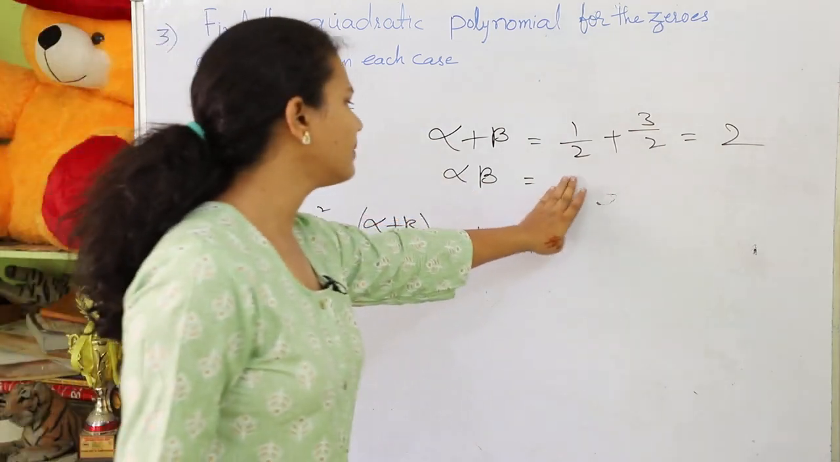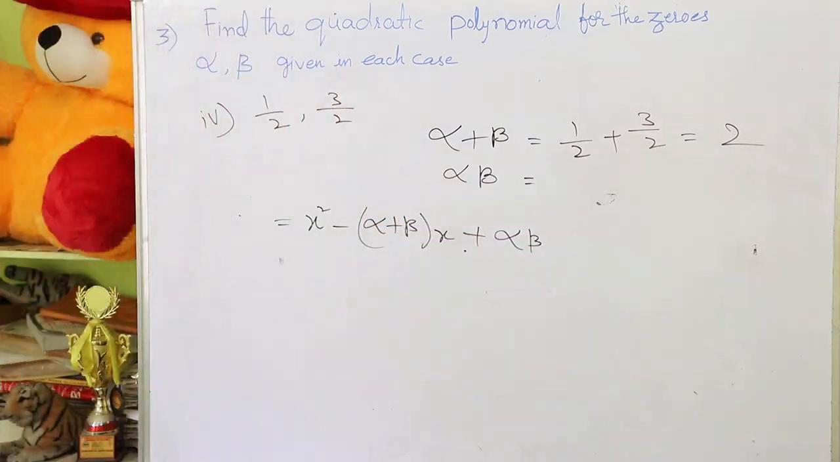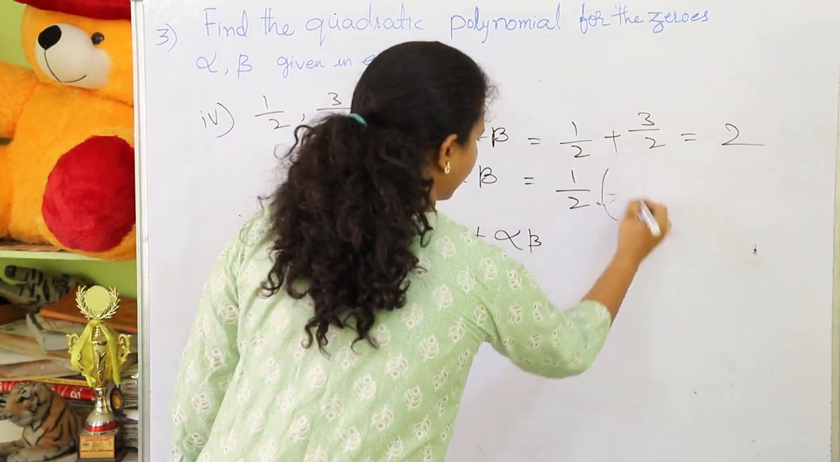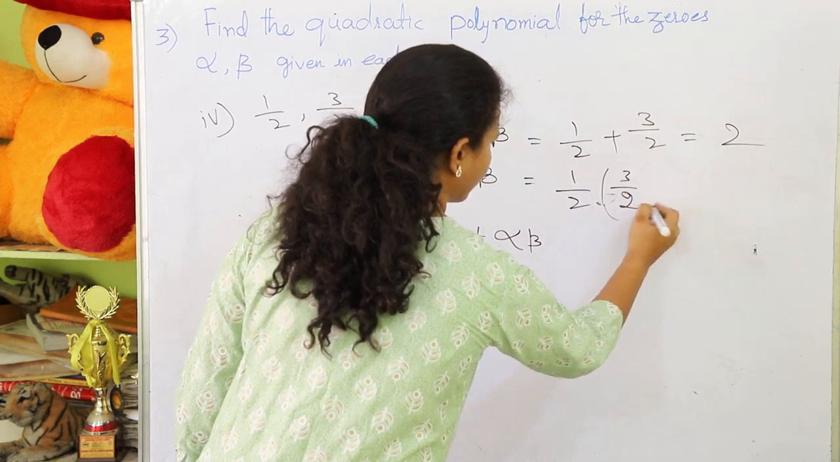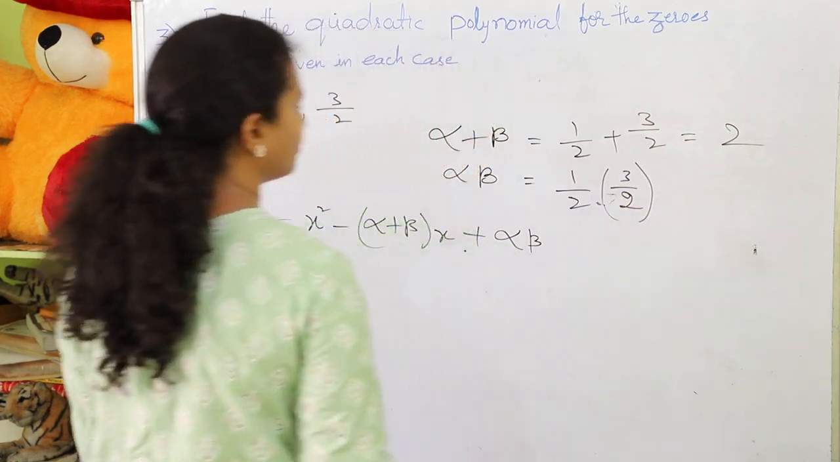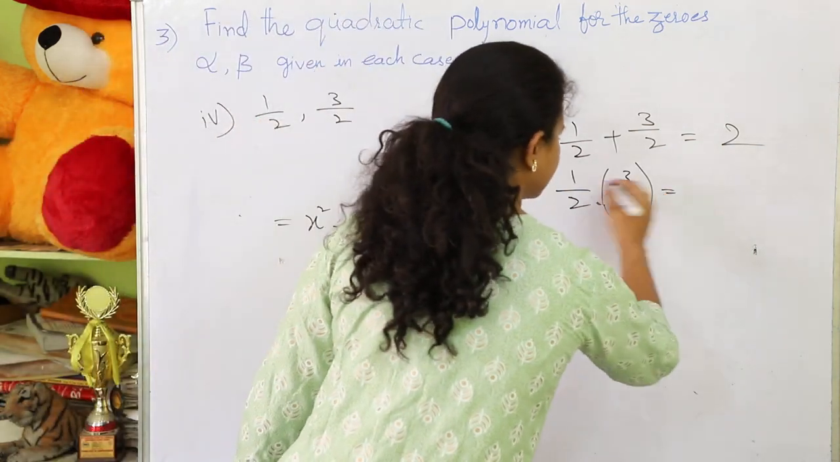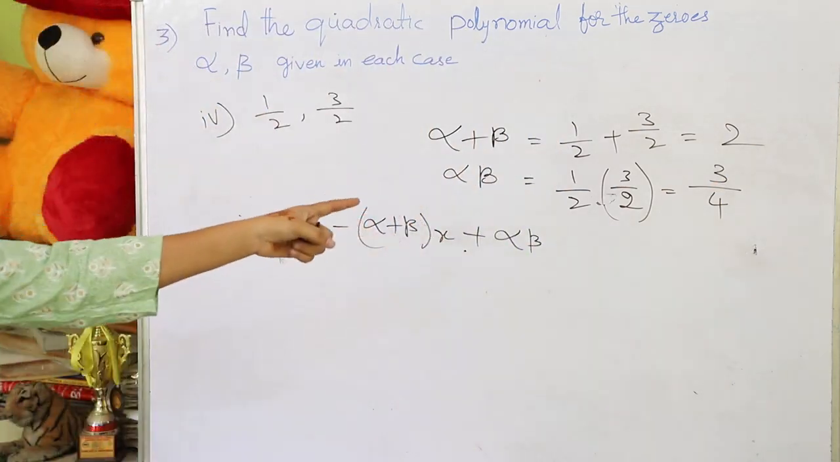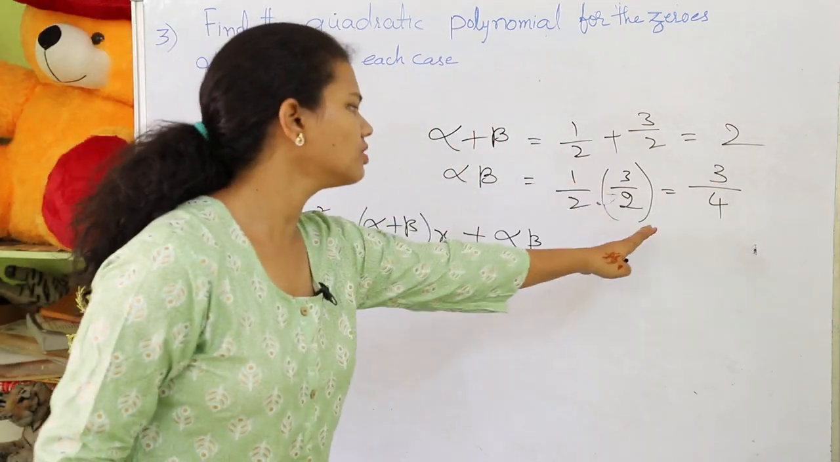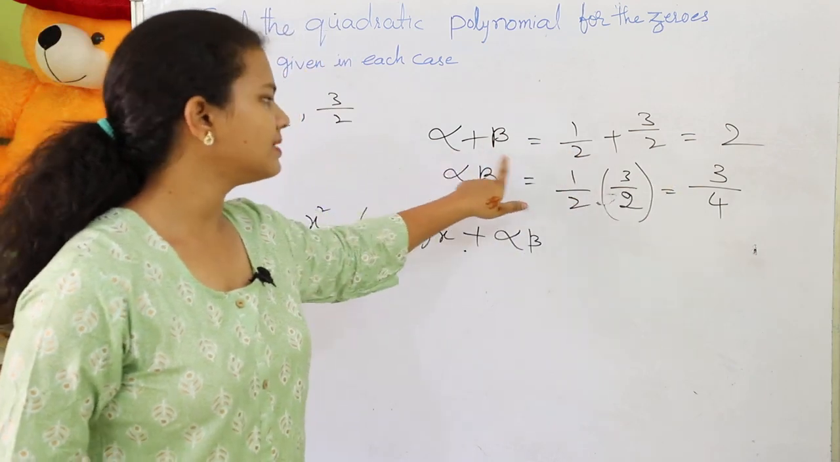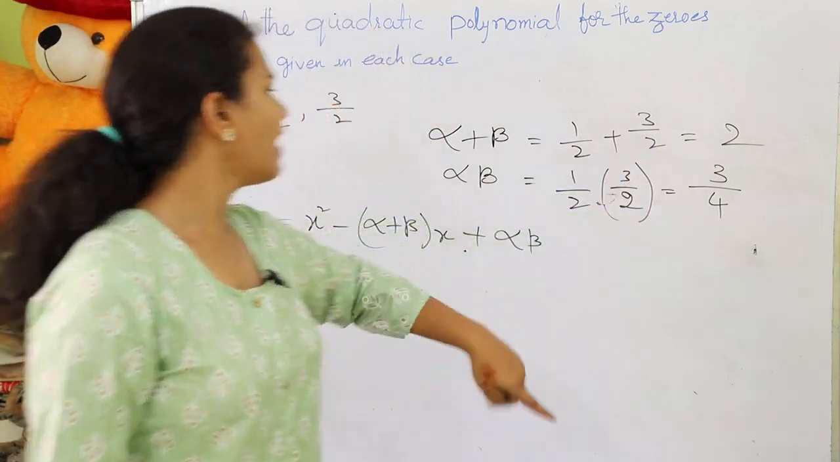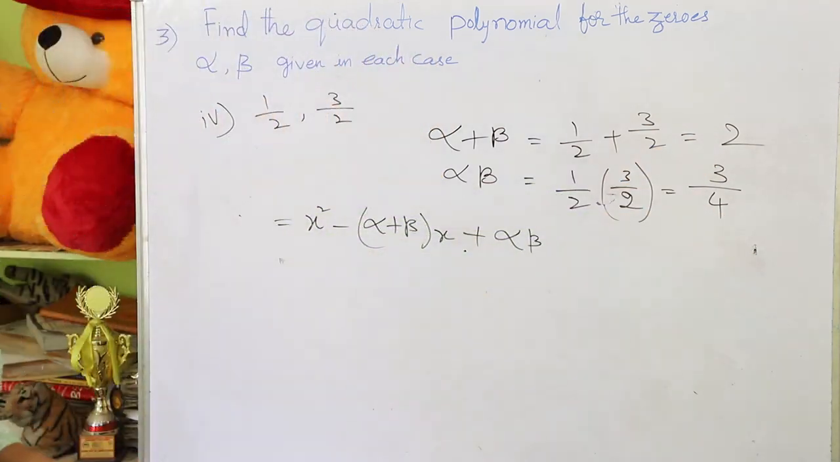And coming back to the alpha into beta value, alpha plus beta value we got 2. Now alpha into beta value is what? Let us check over here, 1 by 2 into 3 by 2. 3 ones are 3, 2 twos are 4. So I got 3 by 4 as the alpha into beta value. So 2 is the alpha plus beta value, and alpha into beta value is 3 by 4. Clear?